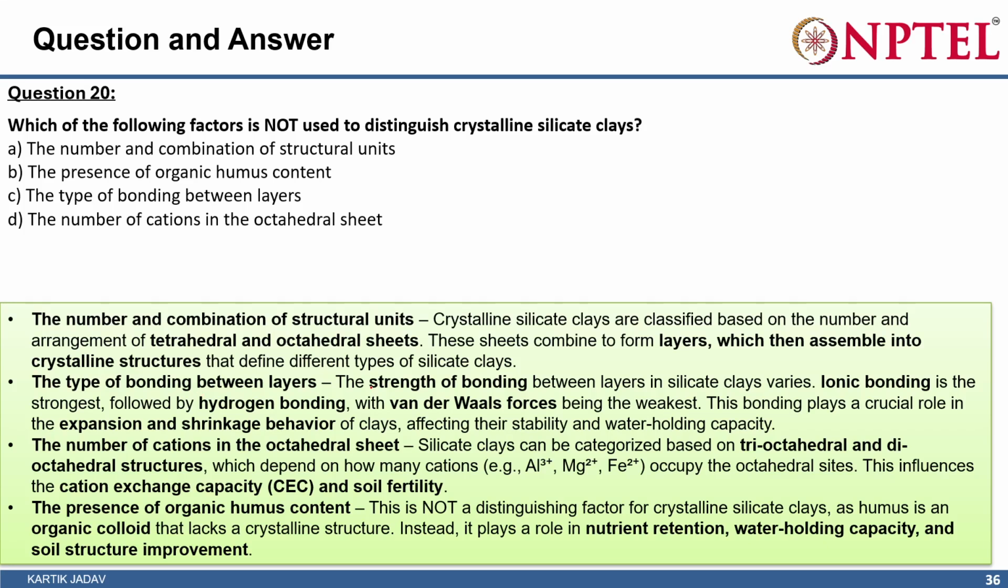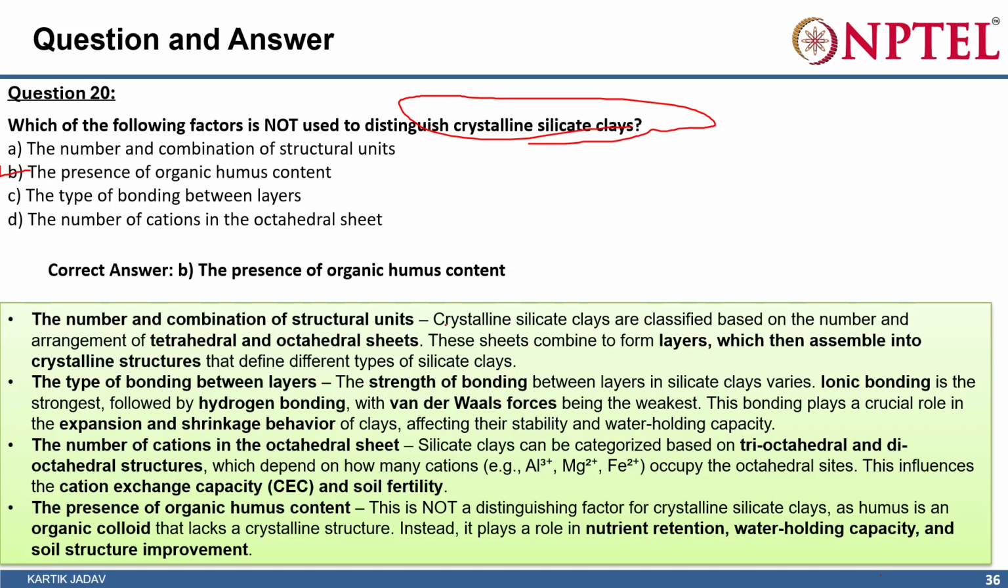The type of bonding between layers and the strength of bonding between layer silicates varies, and based on that, we can generally classify the silicates. Then the number of cations in the octahedral sheet, that we also use for classification. So the correct answer here is the presence of organic humus content, that we generally do not use to distinguish crystalline silicate clays. Right, all other options we are using. Read the question, then answer. Right, in your NPTEL exam also, it's a very important question.